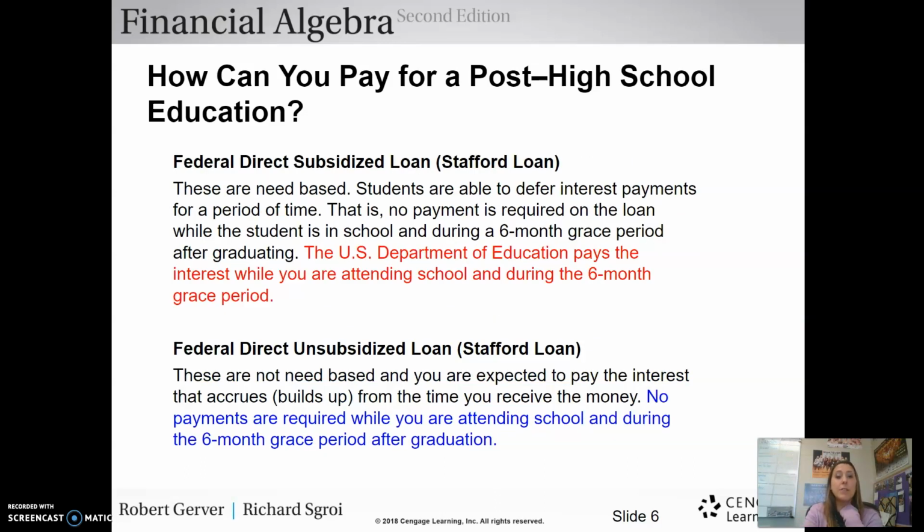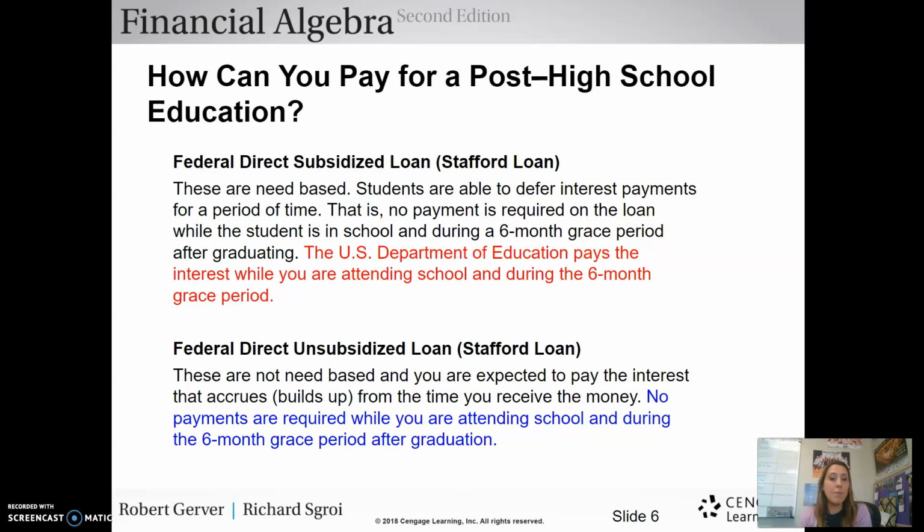So when we talk about direct subsidized, this is just a quick recap. Subsidized means no payment is required on the loan while you're in school, and then there's a 6-month grace period. It says right here that the U.S. Department of Education pays the interest while you're attending school. So when it's subsidized, you are not paying interest during the time you're in school. Your interest doesn't start until your 6-month grace period is over. So day one, when you start owing money, that's when it starts accruing interest.